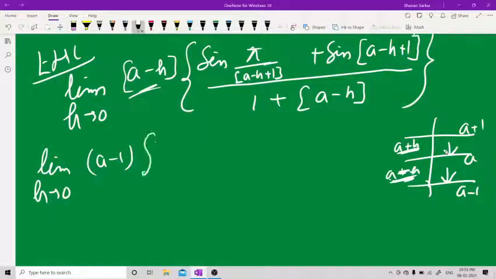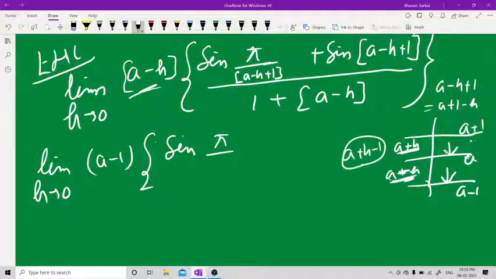Done. Now take the bracket, sine pi. Now this is a plus 1 minus h. This is actually a minus h plus 1, same as a plus 1 minus h. So a plus 1 minus h will give me what? Somewhere here it will be. Sorry, let me write it here like this. This is a plus 1, and a plus 1 minus h is less than this, minus h is somewhere here, so the floor will be a.